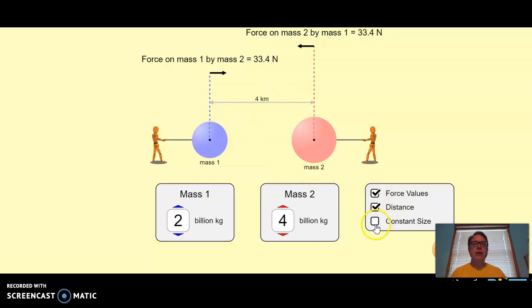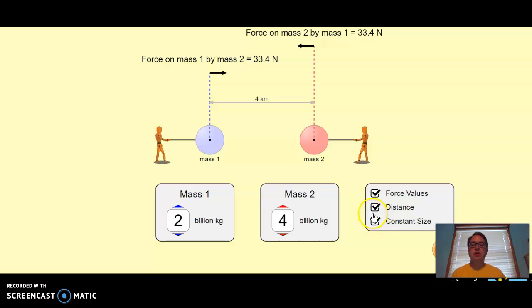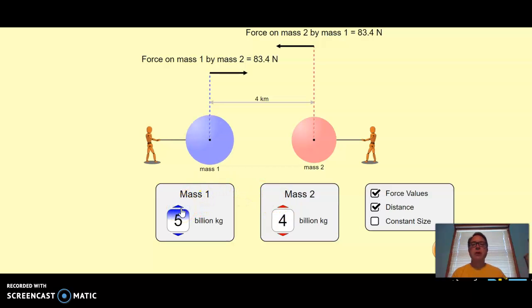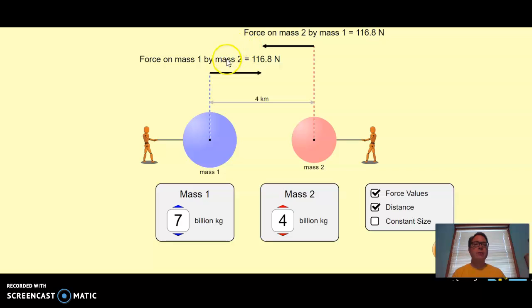Let's see. We can change their distance, we can change their mass, we can make their masses the same. Okay, I'm going to click off of that because I like seeing different sizes. Alright, so let's make these bigger. Oh, I'm noticing something. Every time I increase the mass, what happens to the gravity force? It was at 33 newtons before, now we're at 116. So I'm going to make it even bigger. I wonder how big I can make this. Oh, I can make it 10 billion kilograms.